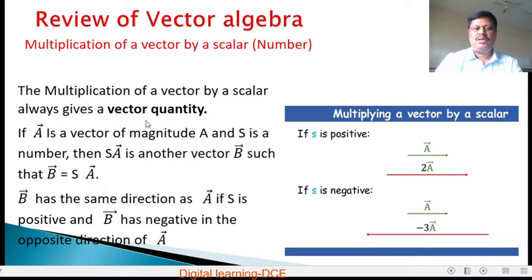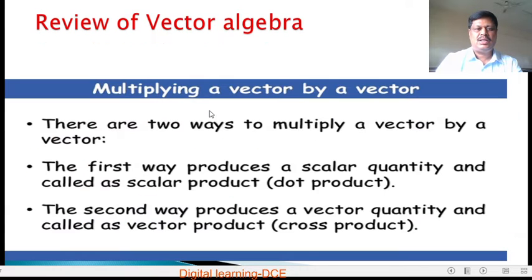This is how a vector is multiplied by a scalar. Any time you multiply a vector with a scalar or a number, it always yields a vector quantity. So next we will multiply two vectors. There are two ways to multiply a vector by a vector. The first way produces a scalar quantity and is called scalar product or dot product.